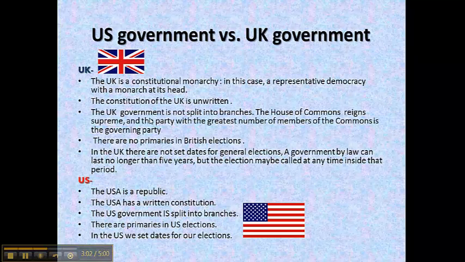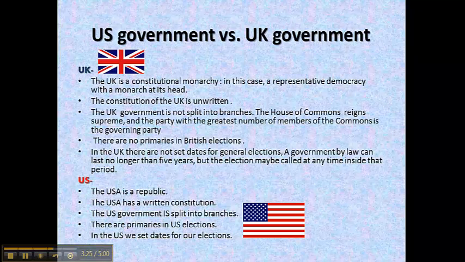The third one is the UK government is not split into branches. The House of Commons reigns supreme, and the party with the greatest number of members of the Commons is the governing party. The U.S. government is split into branches. We have quite a few branches there. Fourth, there are no primaries in British elections, whereas here there are primaries.